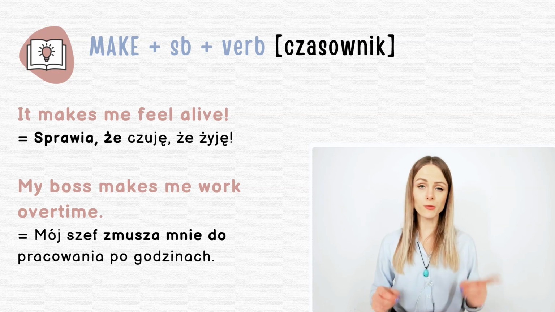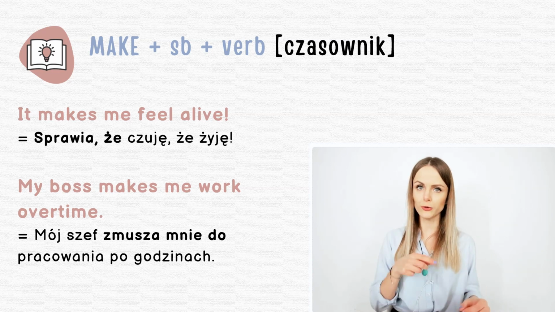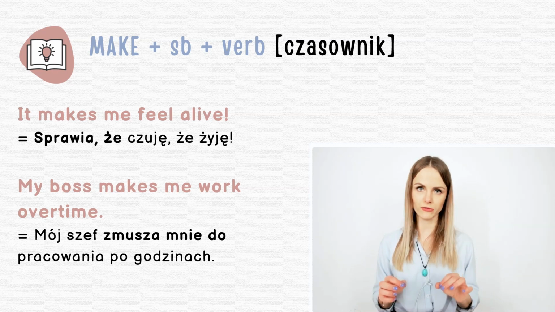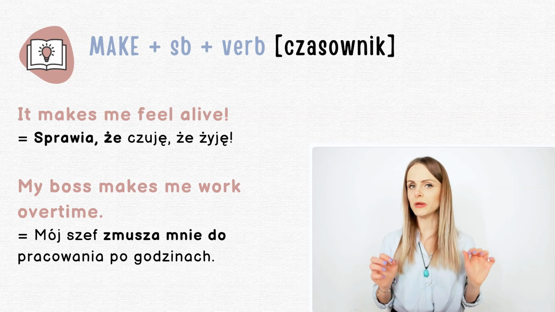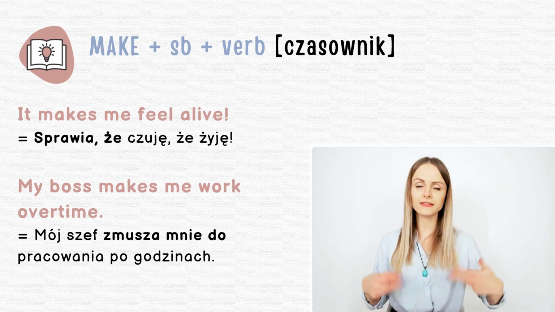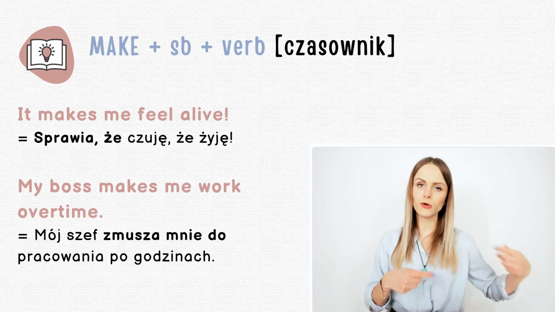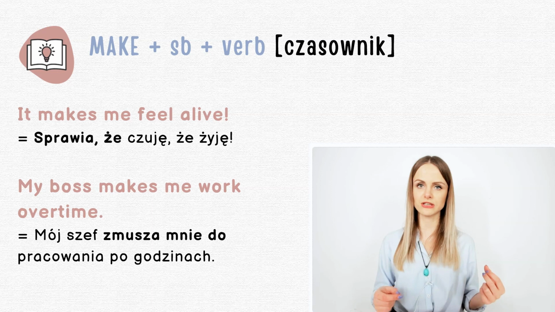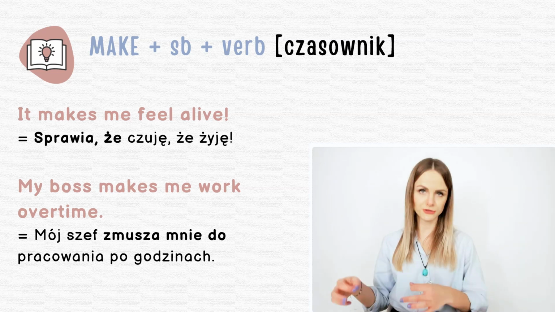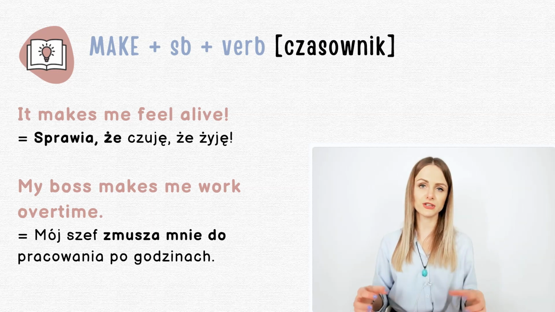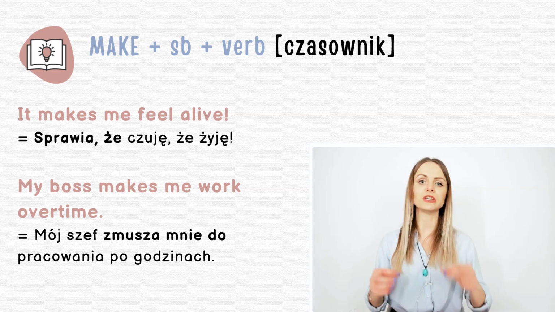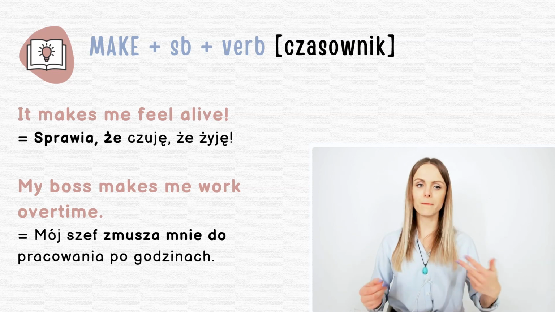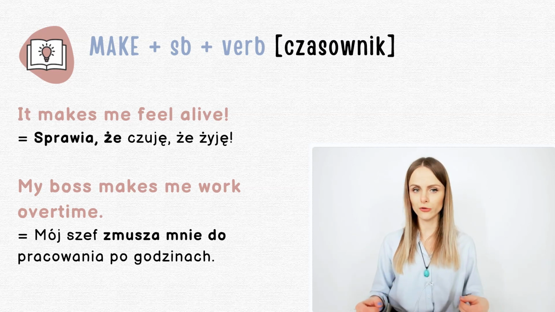But again, please remember we don't have this to here. So you can't say my boss makes me to work overtime. Not possible. That would be incorrect. Of course, remember we can say my boss forces me to work overtime. So that structure is correct. Force somebody to do something, but here the structure is as follows: make somebody do something. No to here. So once again, my boss makes me work overtime.